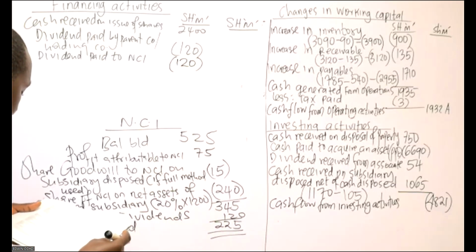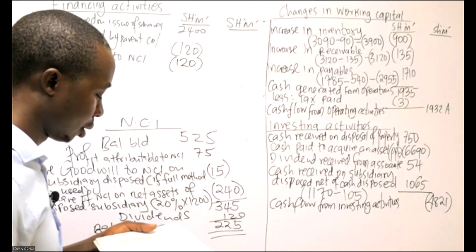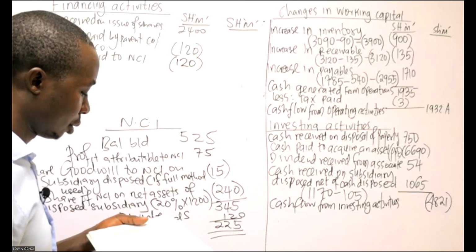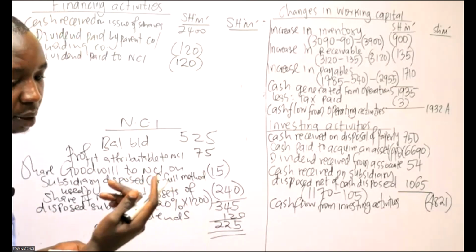So we are done with the equity part. We go to the liabilities. The first liability is bank loan. We check if there's any loan they acquired or they paid any loan.